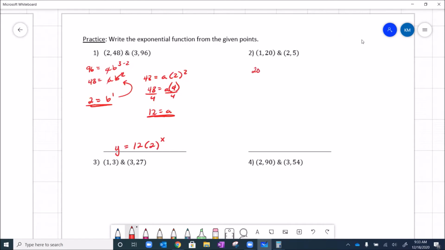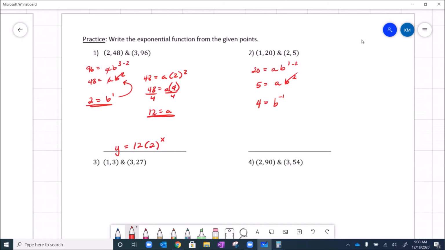Got 20 equals a times b to the first. And I've got 5 equals a times b to the second. Okay, so doing the system, 20 divided by 5 gives me 4. Our a's cancel out. And here, I'm going to subtract the 2 from the 1. And I get b to the negative 1. I have a negative exponent. Really don't like it, but it happened.